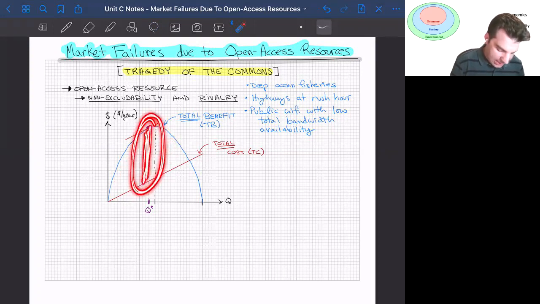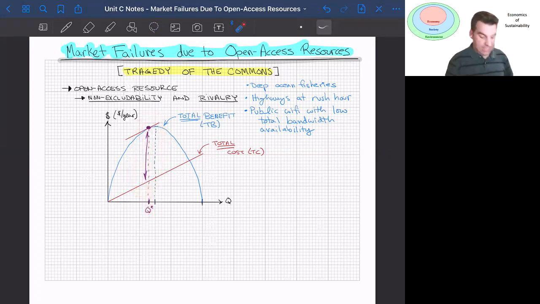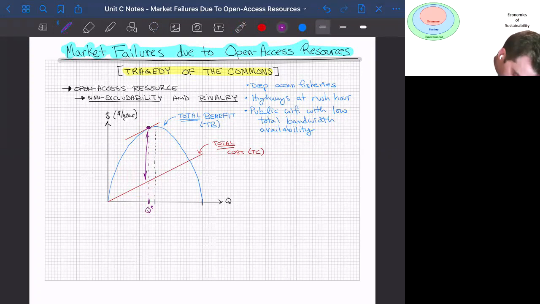So this here, that is the optimal allocation. That is where we want to be, right here at Q star. That's the, so I'm going to write, I can write net benefit next to that.